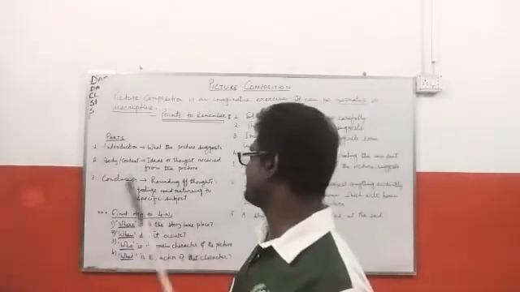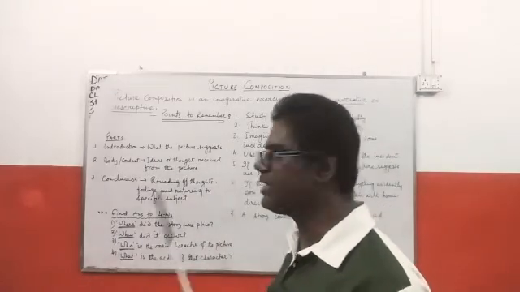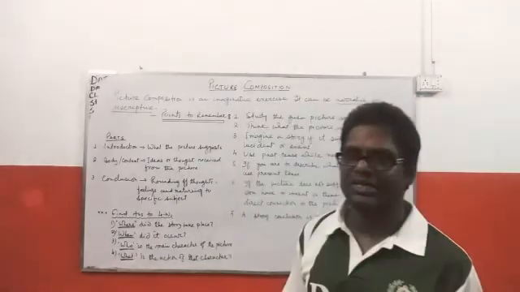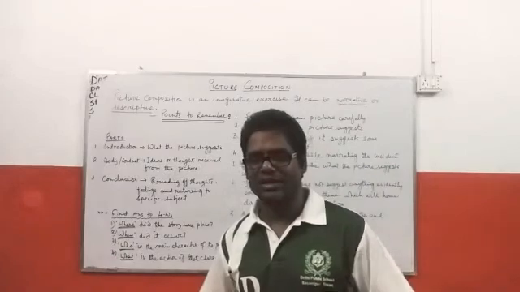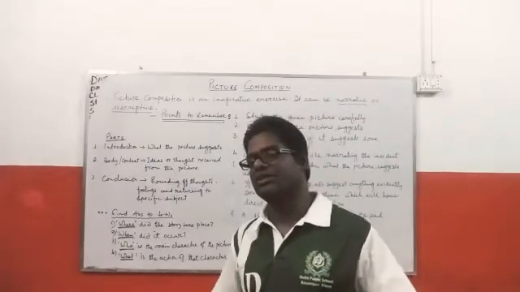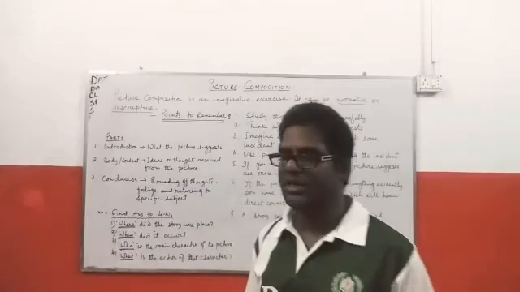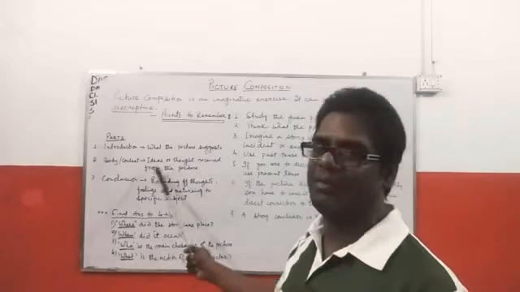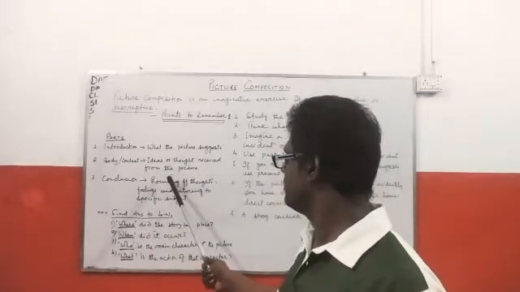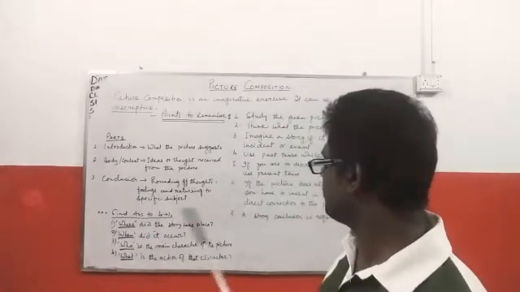Then body or context. That means the ideas or thoughts received from the picture should be written. What ideas, what thoughts are given in the picture, what you are gathering from the picture, that should be written elaborately, that means in detail. Then conclusion. I have already discussed what the conclusion is.